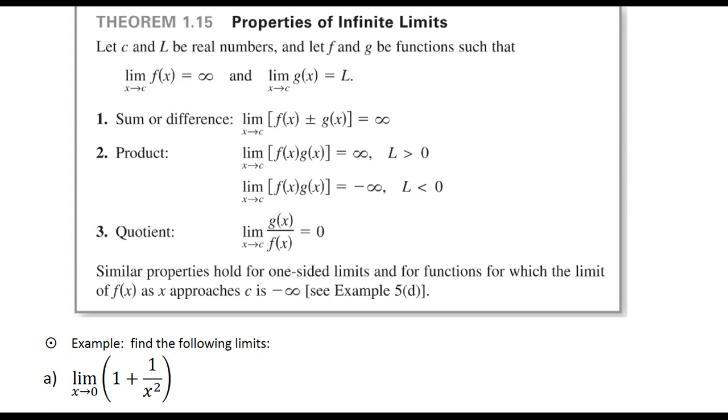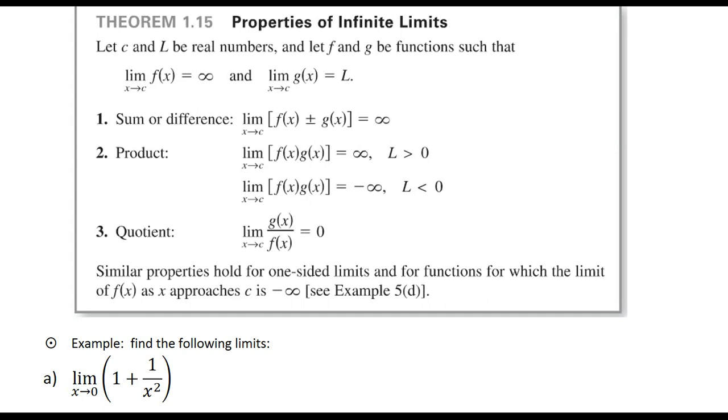So that negative constant L is going to turn that increasing without bounds into a decreasing without bounds. If your function f happened to approach negative infinity, you could reverse those two. So the constants do change the direction of the increasing or decreasing in some cases. Now, the quotient is interesting. So the quotient is the limit as x approaches c of g of x divided by f of x equals, and this one is equal to 0.